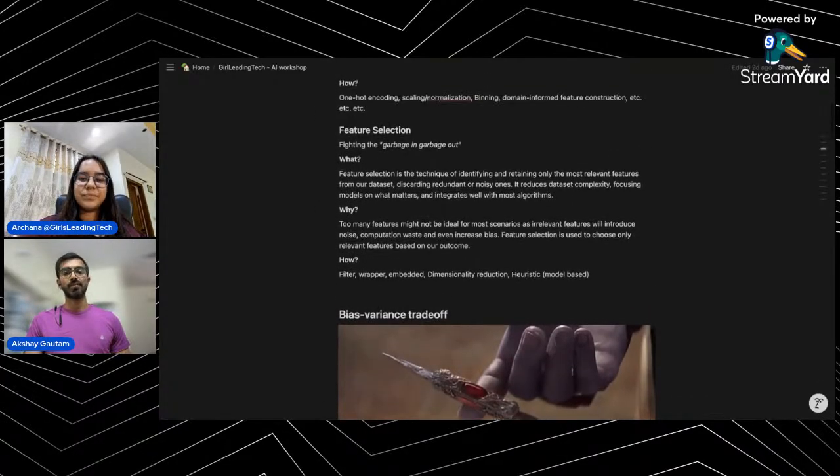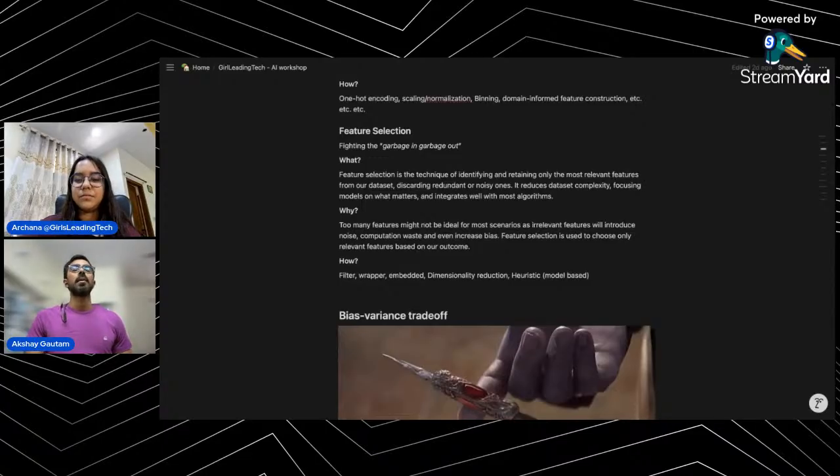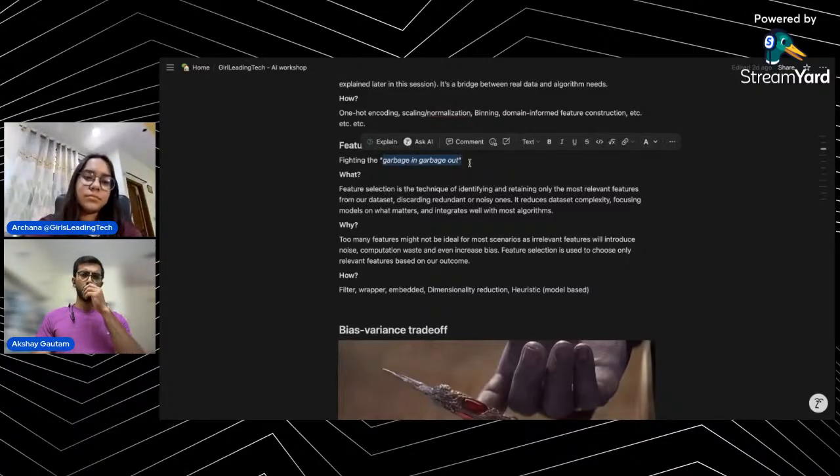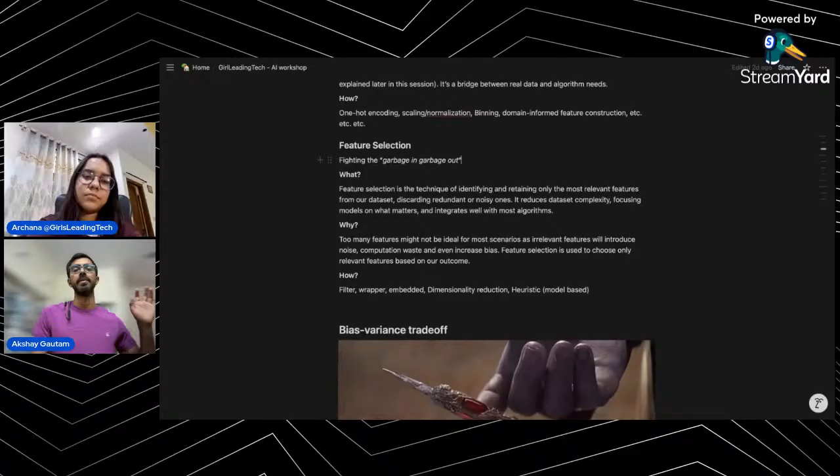So, feature selection. Feature selection is not that different from feature engineering, right? When I started this talk, I told you that there was a moment where I realized that machine learning is garbage in, garbage out. This phrase, garbage in, garbage out, was coined long ago by some IBM engineer. He was very famous. I'm sorry, I'm not good with names, but he coined this.